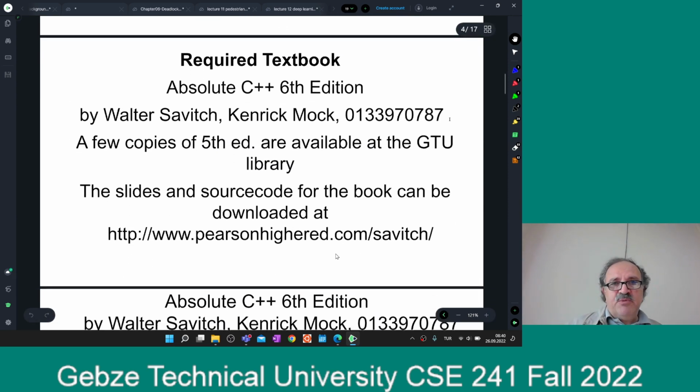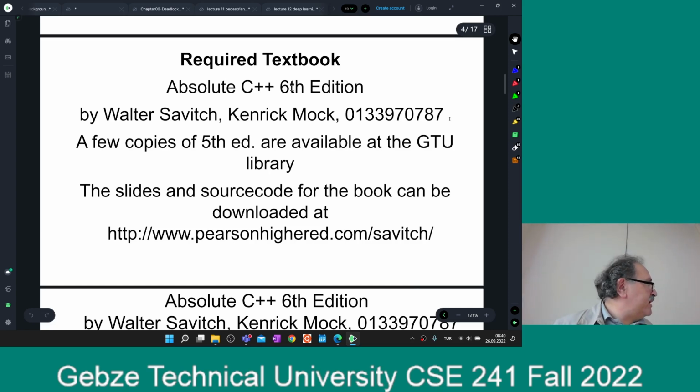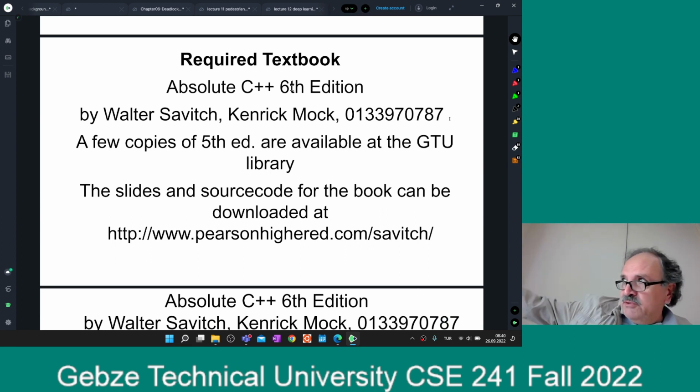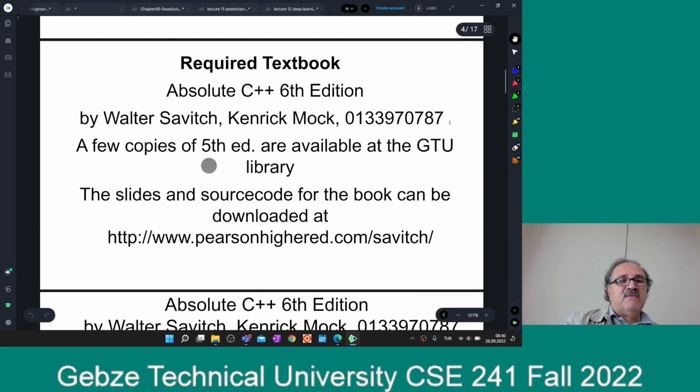The required textbook is this, Absolute C++. It is the 6th edition. I think our library over there has a few copies of the 5th edition. If you somehow have the 5th edition, you don't have to buy the 6th edition. But the 6th edition is better because it has some updated stuff, especially about C++11.